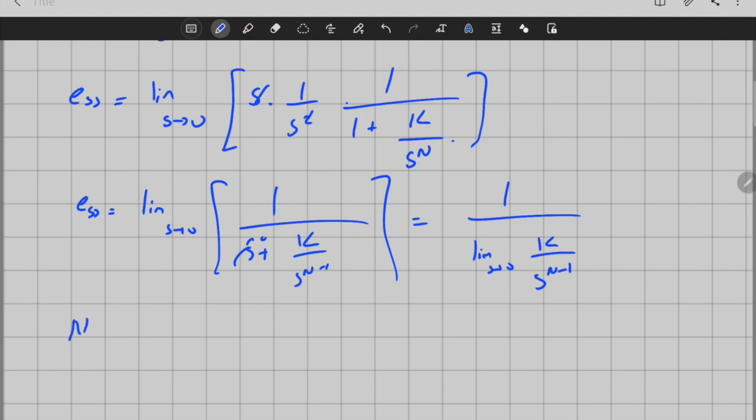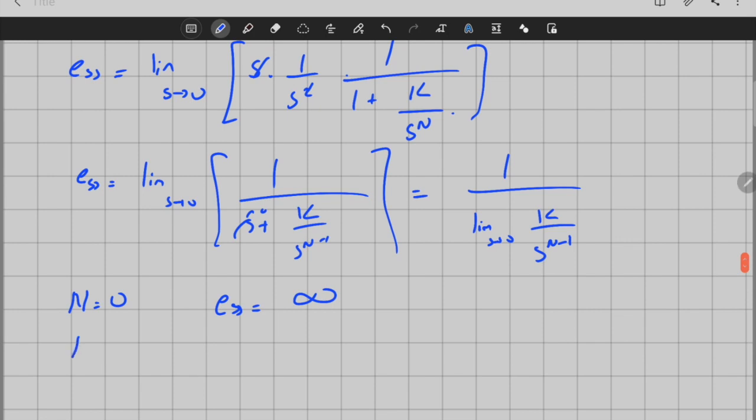So what is the simplest type? n is equal to 0, a type 0 system. So what happens if n is equal to 0? Let's analyze this. s to the power minus 1, so it is s. So this part is going to 0. It's interesting. The steady state error goes to infinity.